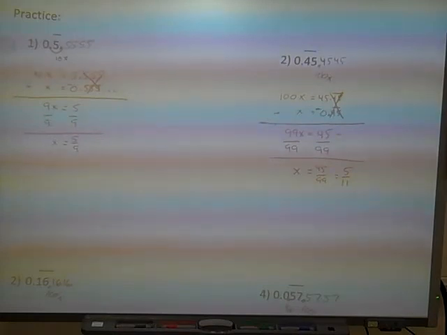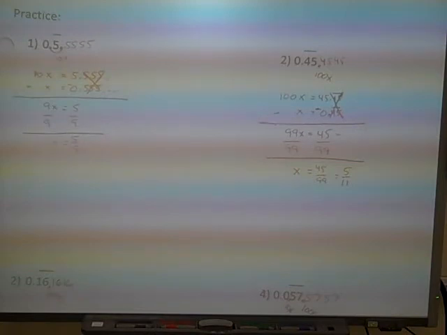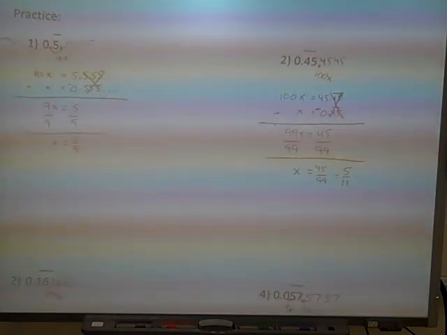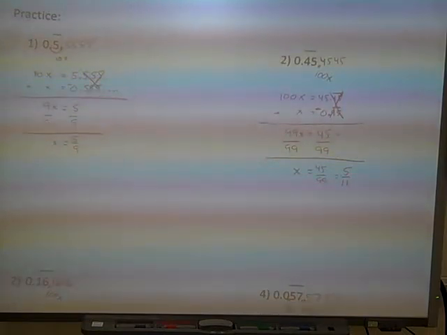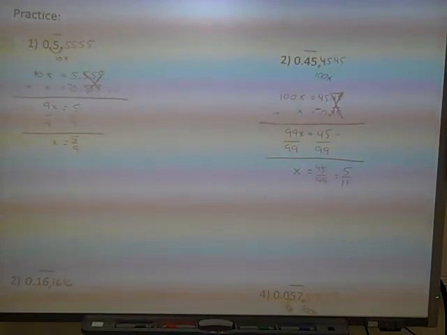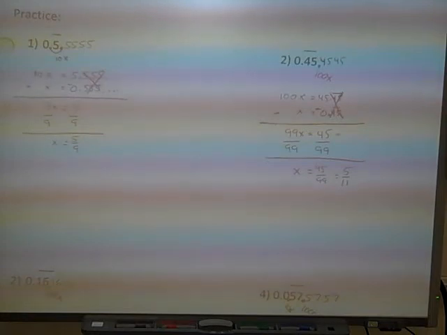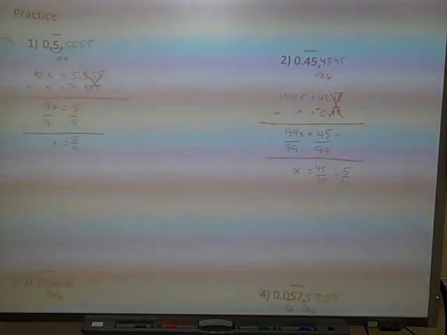Number 2, 0.45 repeating. You're going to have to move your decimal place over twice for that one, giving you 100x. Okay. So 100x is equal to 45.45 repeating, and then x is equal to 0.45 repeating. Your 4, 5 repeating cancels out, leaving you 99x is equal to 45. Divide, and you get x is equal to 45 over 99. Simplify, so it's 5 over 11.